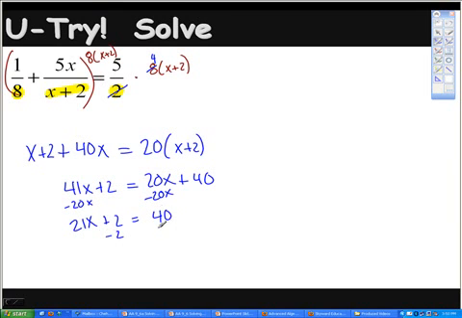Subtract that 2 away from both sides. So 21x is equal to 38. And now let's go ahead and divide by 21. x equals 38 over 21. This is an answer that I would probably want to check on a calculator instead of doing it by hand. So I would plug in 1 over 8 times 38 over 21, plus 5 times 38 over 21, divided by 38 over 21 plus 2, and see if I got 2 and 1/2, which is 5 halves. Actually, I did it on my calculator and it does come out to 2.5. So therefore, this is the right answer.